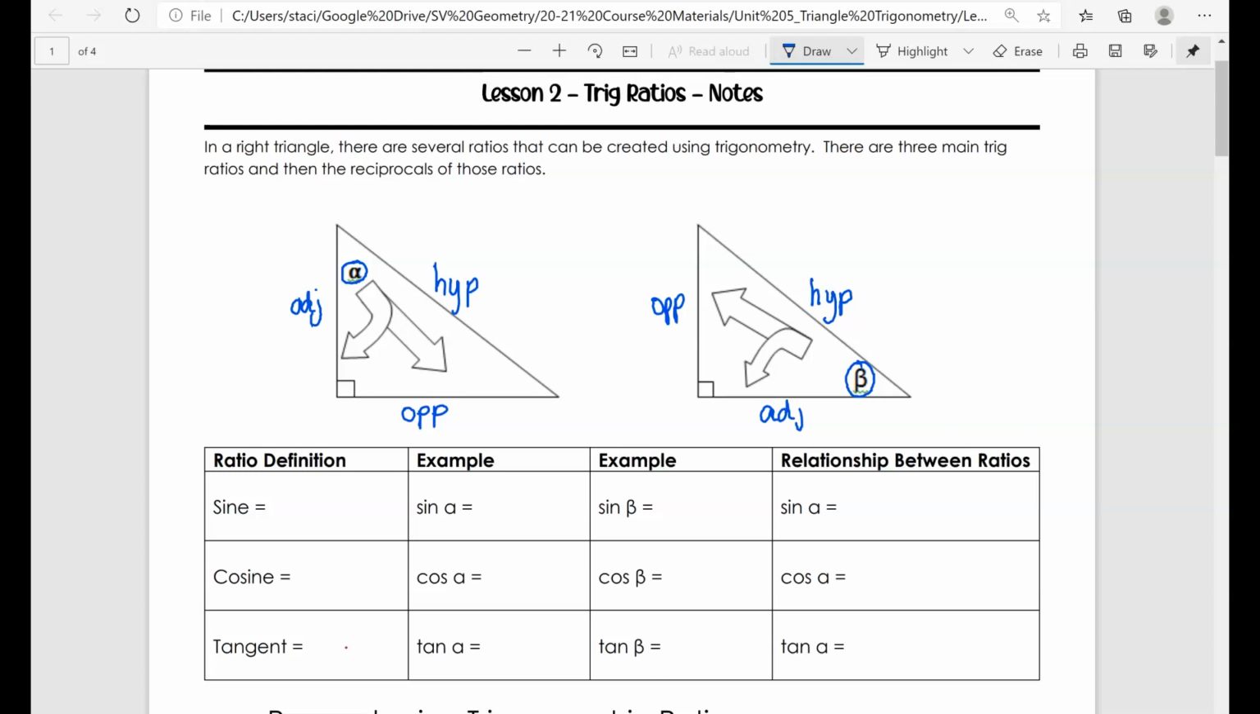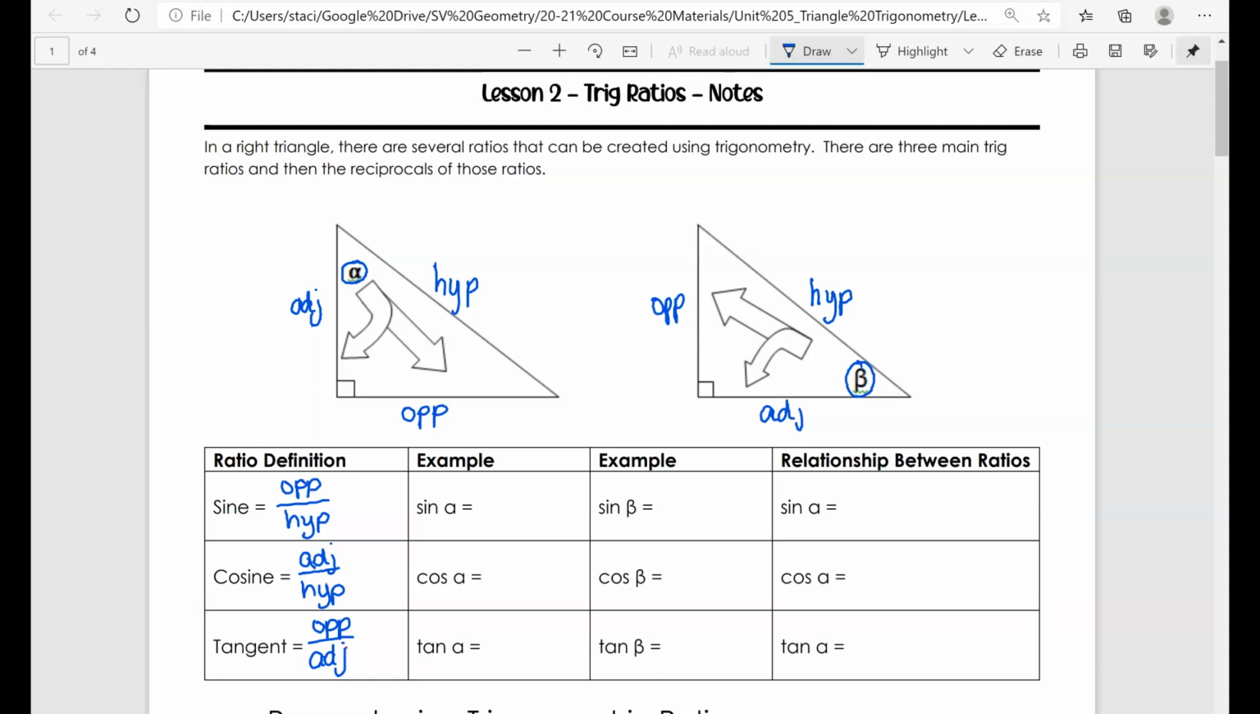The reason we need to identify our opposite, adjacent, and hypotenuse sides is that the three trig ratios, sine, cosine, and tangent, tell us which sides of the triangle we're going to create a ratio for. The sine ratio is the opposite side over the hypotenuse. The cosine ratio is the adjacent side over the hypotenuse. And the tangent ratio compares the opposite side to the adjacent side. Whichever side is opposite or adjacent depends on which angle you're talking about.